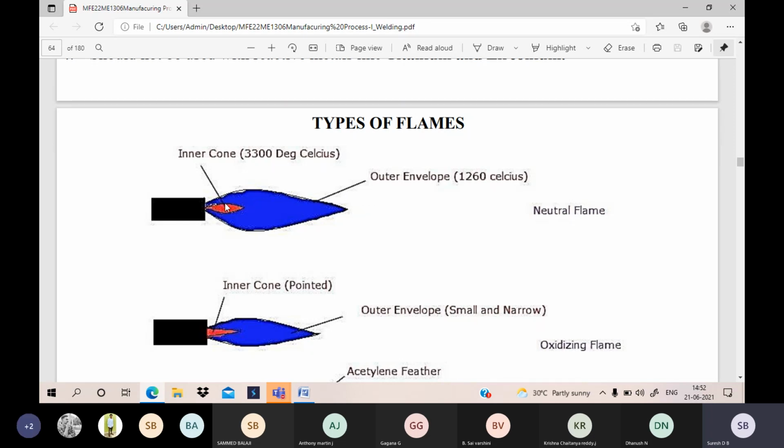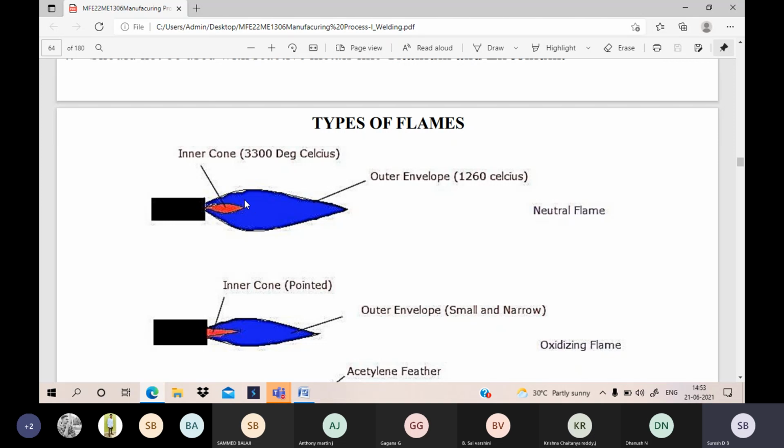Here the gas is completely burned. From this point to this point, the temperature is reduced. What is the main reason? This whole process is called combustion. Combustion means the compressed gas comes out from the nozzle and, due to an external spark, is completely burned. At the exact center, the inner cone temperature is around 3300 degrees Celsius, and the outer envelope temperature is around 1260 degrees Celsius.